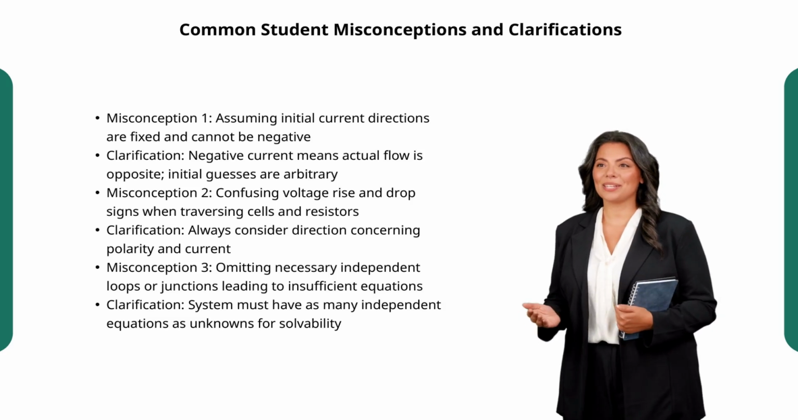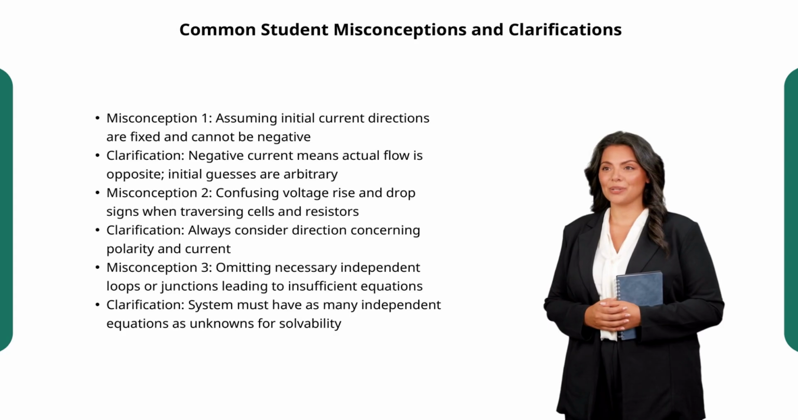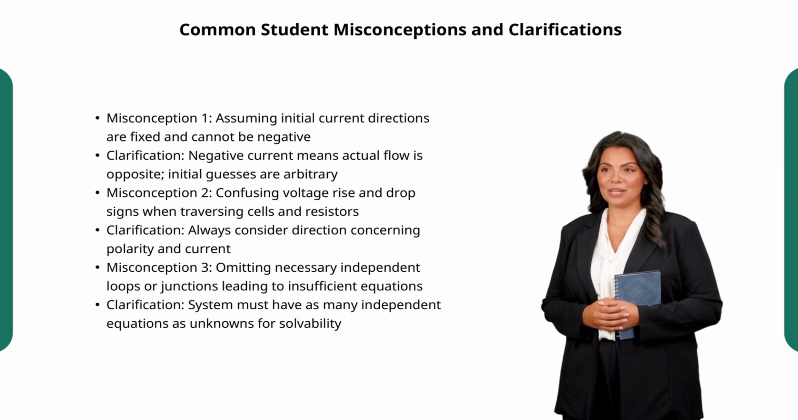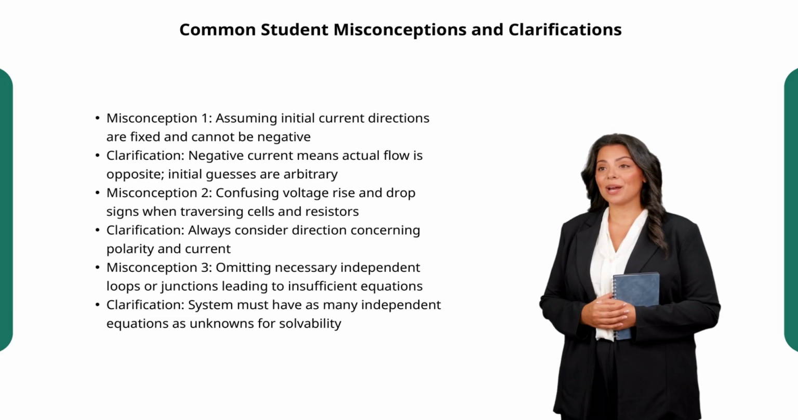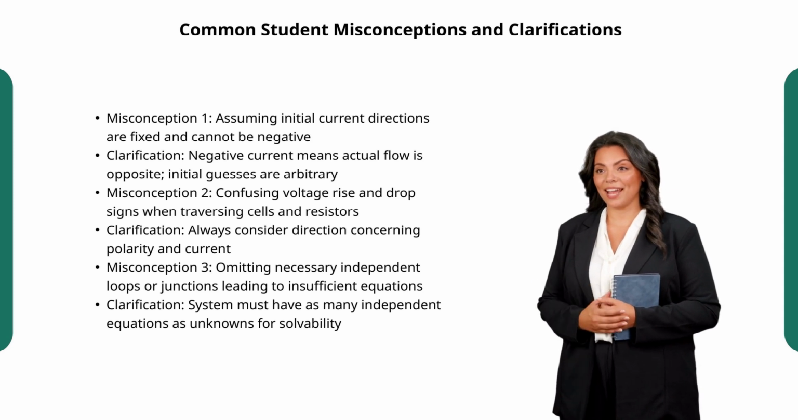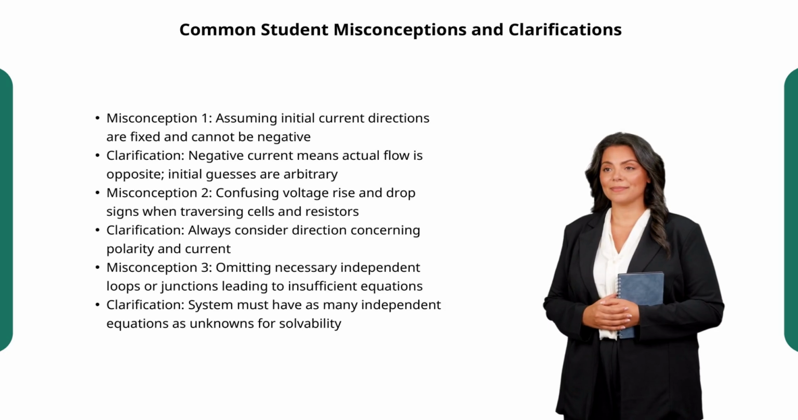Before concluding our study on Kirchhoff's rules, it's important to address some common student misconceptions that often cause confusion. First, many students believe they must guess the correct current direction initially. In reality, the assumed direction is just a starting point. If the calculated current turns out negative, that simply means the actual direction is the reverse. The sign is a natural outcome of the math, not a mistake.